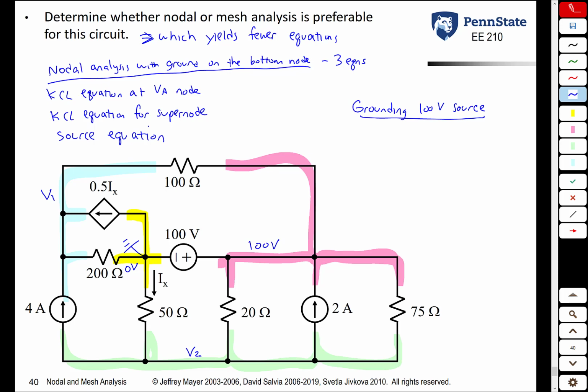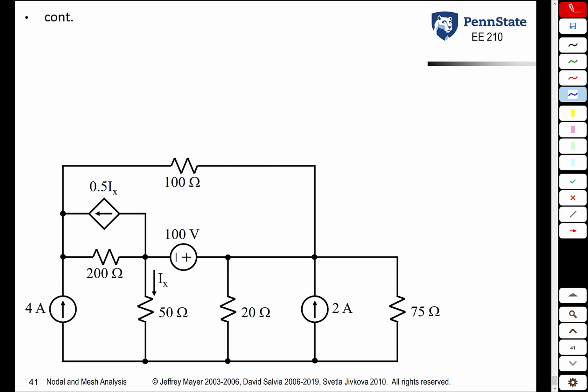So you have 2 equations. What these equations are going to be is you have a KCL equation for the V1 node, and you have a separate KCL equation for the V2 node. And the total is 2 equations. Now let's look at mesh analysis. So we have the same circuit here, but now we're going to use mesh analysis.